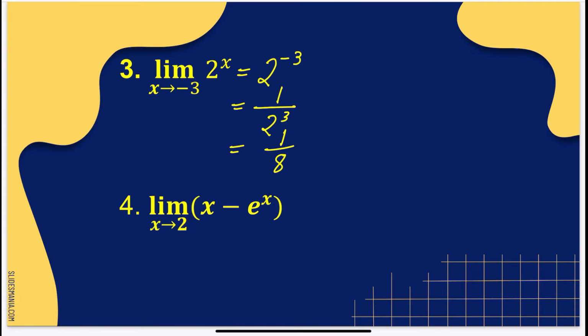Number 4. The limit of x minus e raised to x as x approaches 2. So just simply substitute 2 for x. So the function will become 2 minus e raised to 2. That is now the answer.